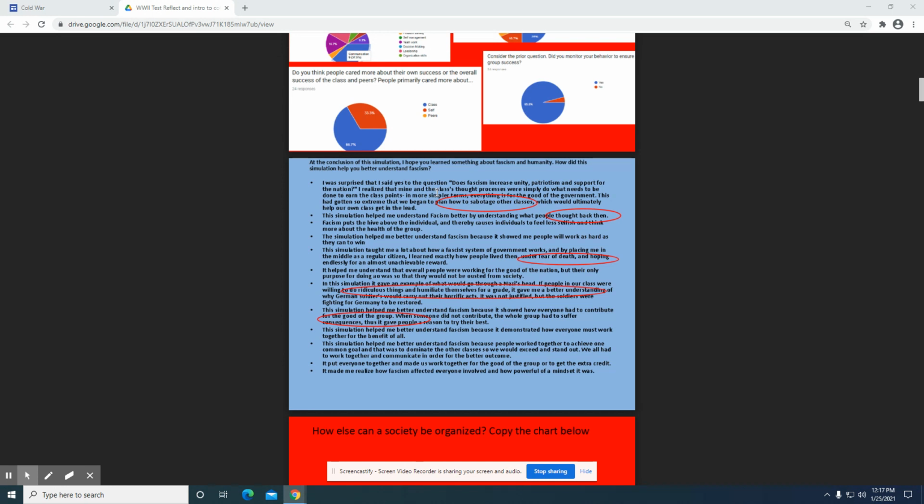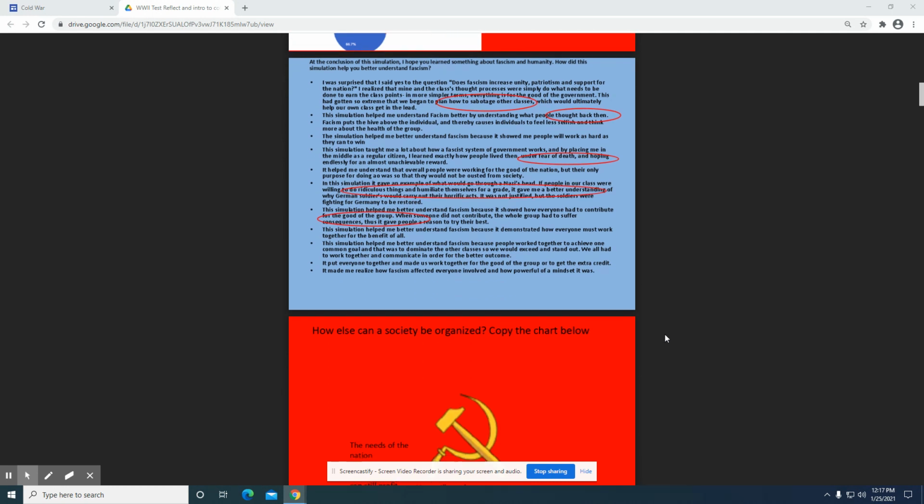How did the simulation help you better understand fascism? Some students may have tried to sabotage other classes, and so on. So, ridiculous things and humiliating themselves for a grade. So you think about some of the tasks that were assigned to earn extra points. If you found yourself looking to complete those tasks for the improvement of the overall class grade, then you represent somebody trying to do your best for the good of the class.